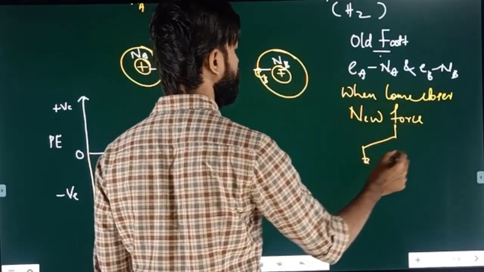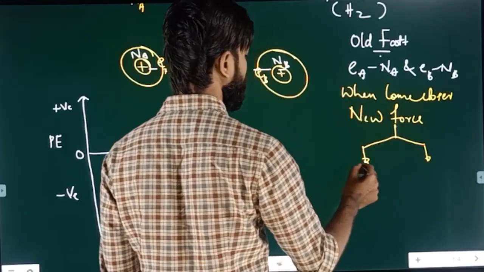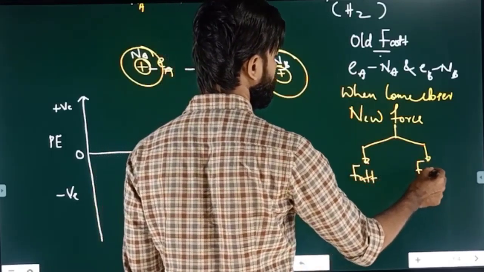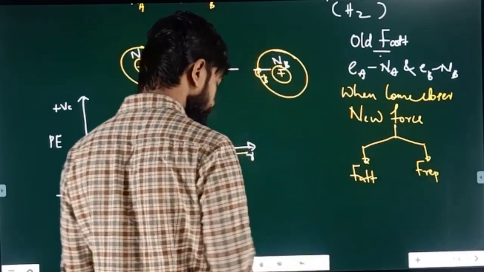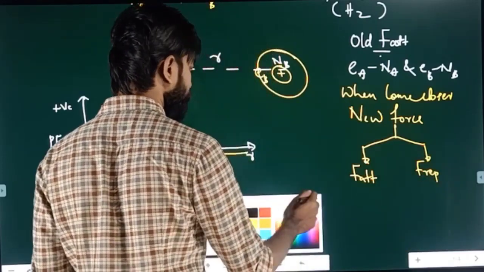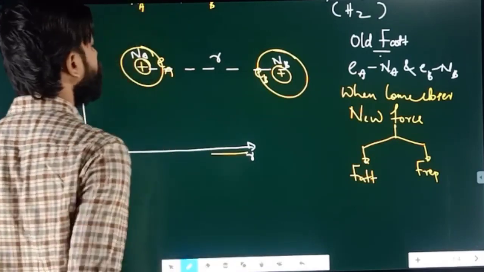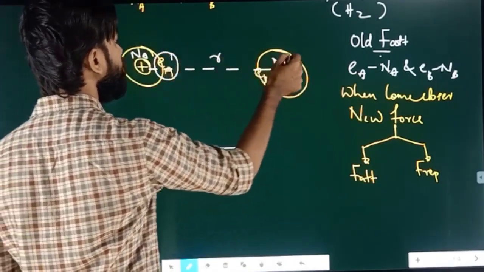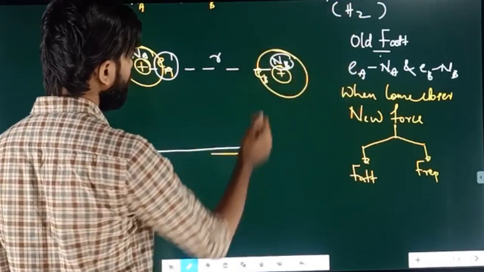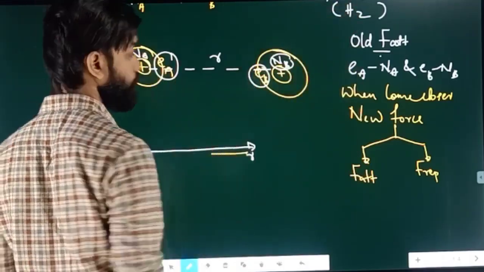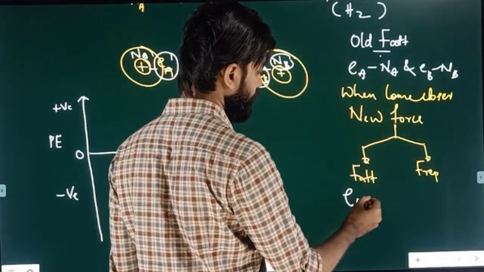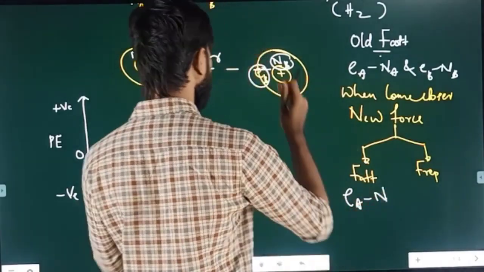And the new forces may be attractive forces or repulsive forces. What are the new attractive forces? When these two atoms come closer, what happens? There may be a chance for the attraction of the electron of this atom to the nucleus of another atom, and the electron of that atom to the nucleus of this one. Oppositely charged attraction. So Ea may attract with Nb if and only if they come closer.